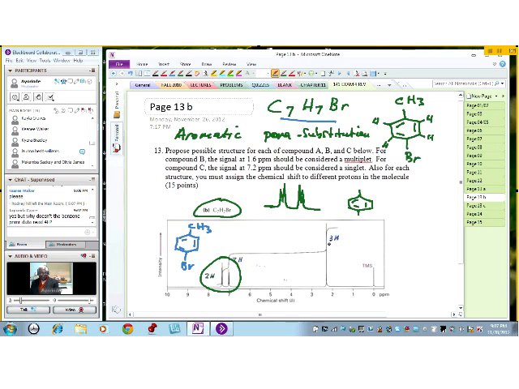You have 3 sets of hydrogen. This is one set of hydrogen, this is the second set of hydrogen, and this is the third set of hydrogen, because this and this are equivalent, and this and this are equivalent. So you have 3 sets of hydrogen: 1, 2, and 3.